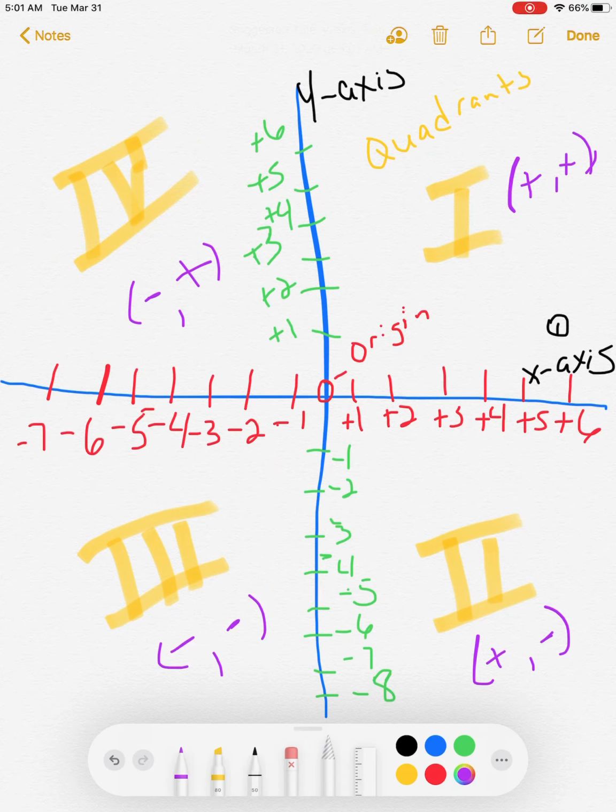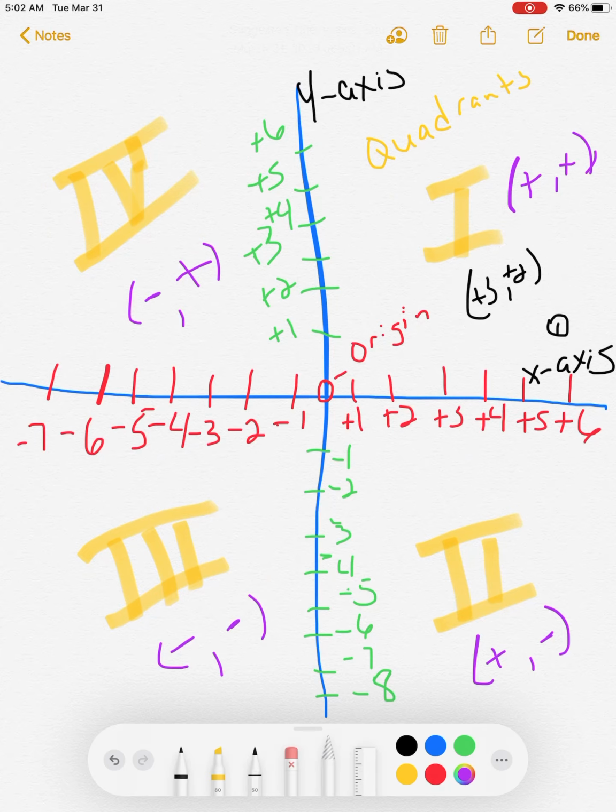So let me quickly review. Characteristics of quadrant 1, positive, positive. All coordinates that are positive, positive will be plotted here. So you may have a coordinate that is, in black, 3, 2. Positive 3, positive 2. I automatically know that that particular coordinate pair will be plotted in quadrant 1 because it has a positive x and a positive y.